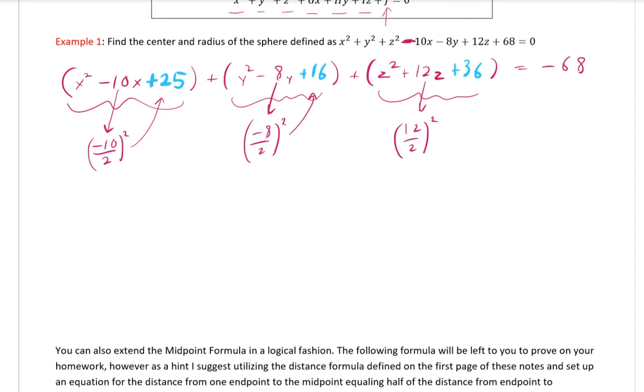Now remember, if we complete the square, we can't just add and subtract these numbers willy-nilly. We do need to compensate for that by putting on the other side. So if I added 25 onto the left side of this equation here, then I likewise need to add 25 to the right side, and also 16, and also 36.